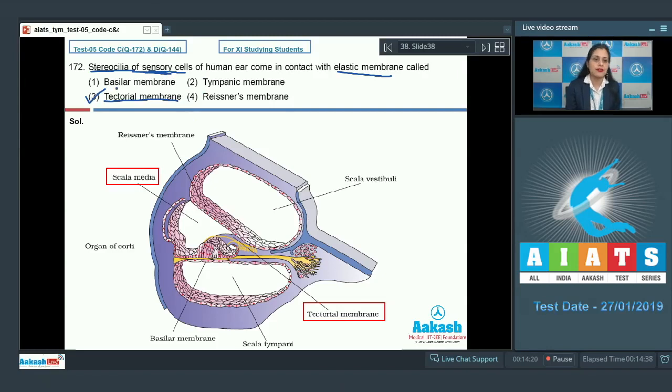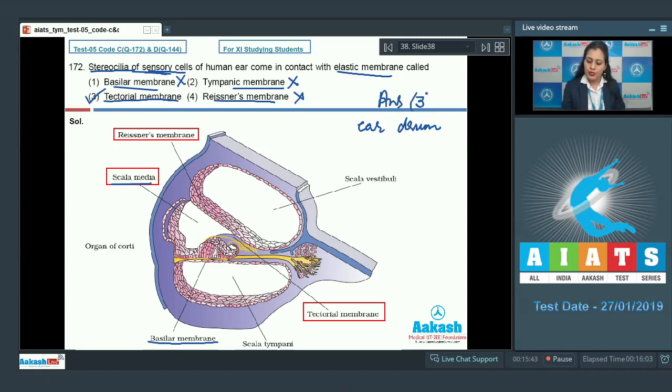The other three options, that is basilar membrane, is an incorrect option. As you can see here, this basilar membrane forms the floor of scala media. Tympanic membrane is an incorrect option. Tympanic membrane, also known as eardrum, is a membrane which is present between middle ear and external ear. And the last option, Reissner's membrane, is also an incorrect option. Reissner's membrane, as you can see here, forms the roof of scala media. So the correct answer to this question is option number 3. It is this tectorial membrane which is pressed against stereocilia of sensory cells of human ear. Now let's proceed to the next question.